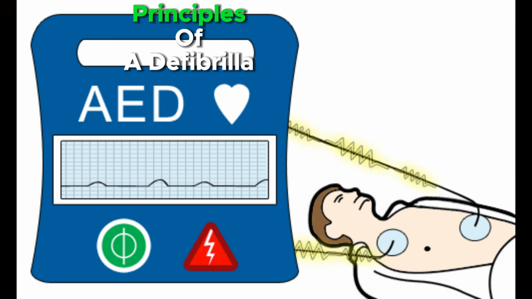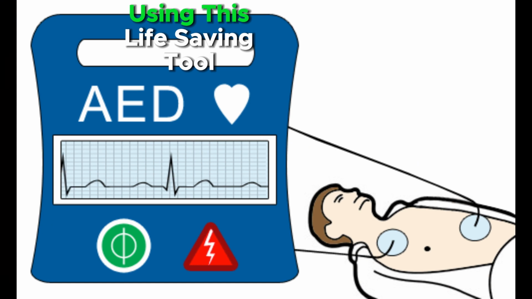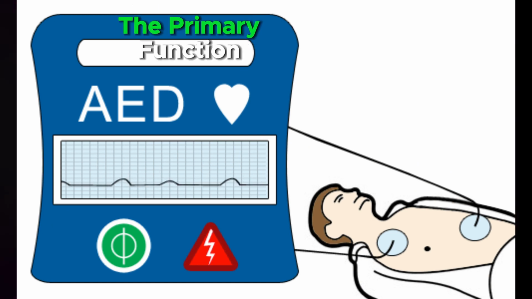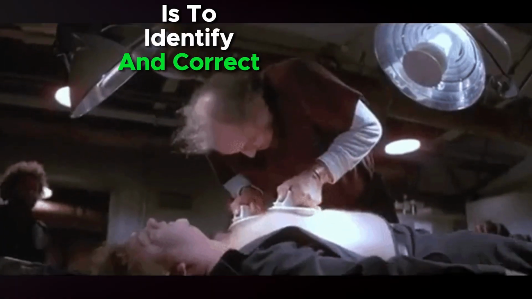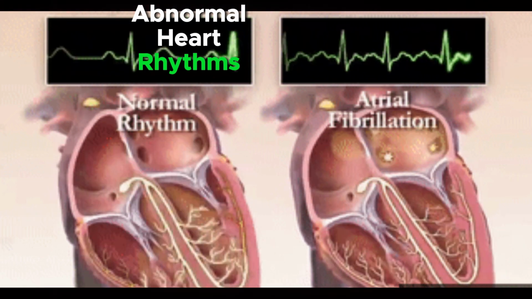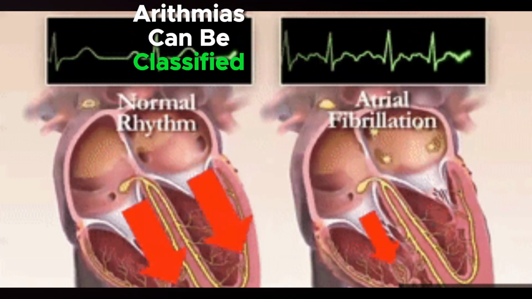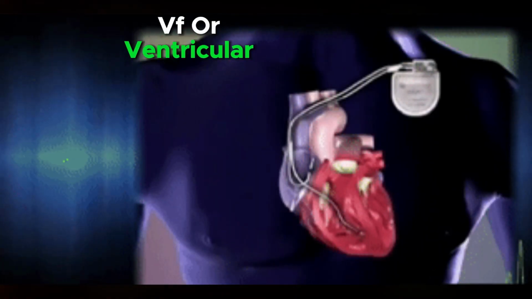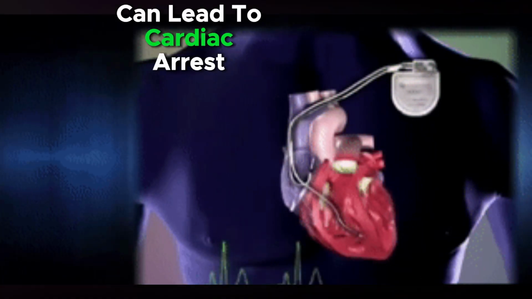Understanding the working principles of a defibrillator is essential for effectively using this life-saving tool. Here's an overview of the key principles. The primary function of a defibrillator is to identify and correct abnormal heart rhythms known as arrhythmias. Arrhythmias can be classified into ventricular fibrillation, VF, or ventricular tachycardia, VT, both of which can lead to cardiac arrest.